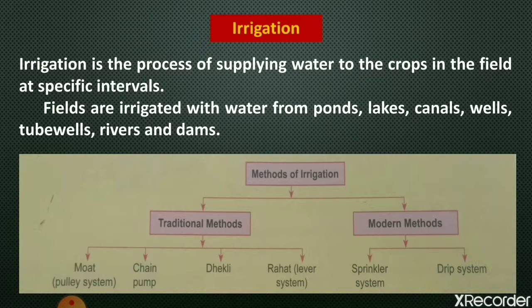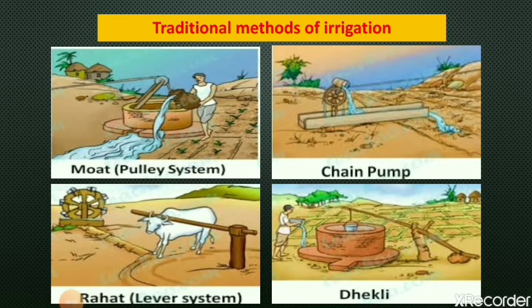Okay, now, methods of irrigation. There are two types of methods: the first is the traditional method, and the next is the modern method. Modern methods are what farmers use nowadays, and traditional methods are what farmers used in earlier times. Traditional methods of irrigation have four types: the motor pulley system, chain pump, rahat or lever system, and degli. In all four traditional methods, a lot of water is taken out from groundwater and given to the soil in the field. So there is a lot of wastage of water also.